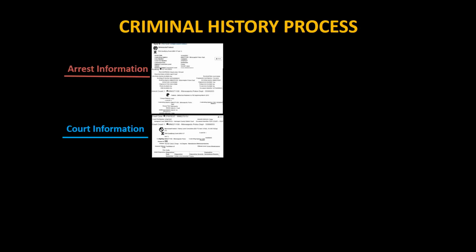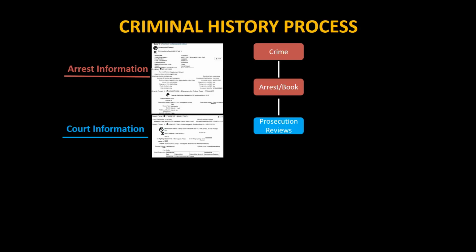Each cycle begins with a crime, followed by an arrest and a fingerprint capture. This is usually done during the booking process. Law enforcement forwards the charges to the attorney's office for review. The prosecutor reviews the case and may simply refuse to charge if the case lacks evidence. However, if they decide to charge, they will draft a complaint requiring the defendant to appear in court to enter a plea of guilty or not guilty.